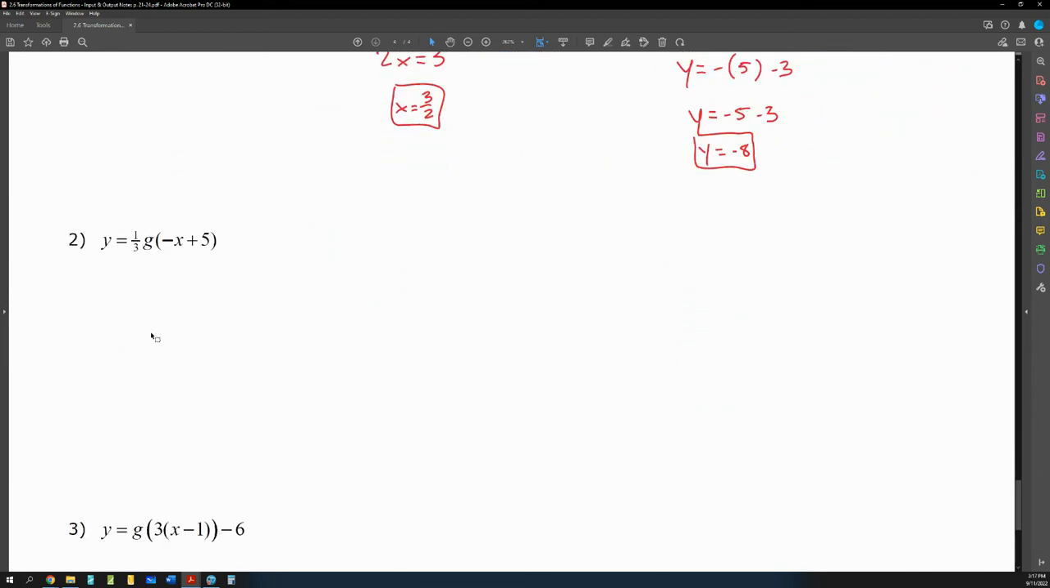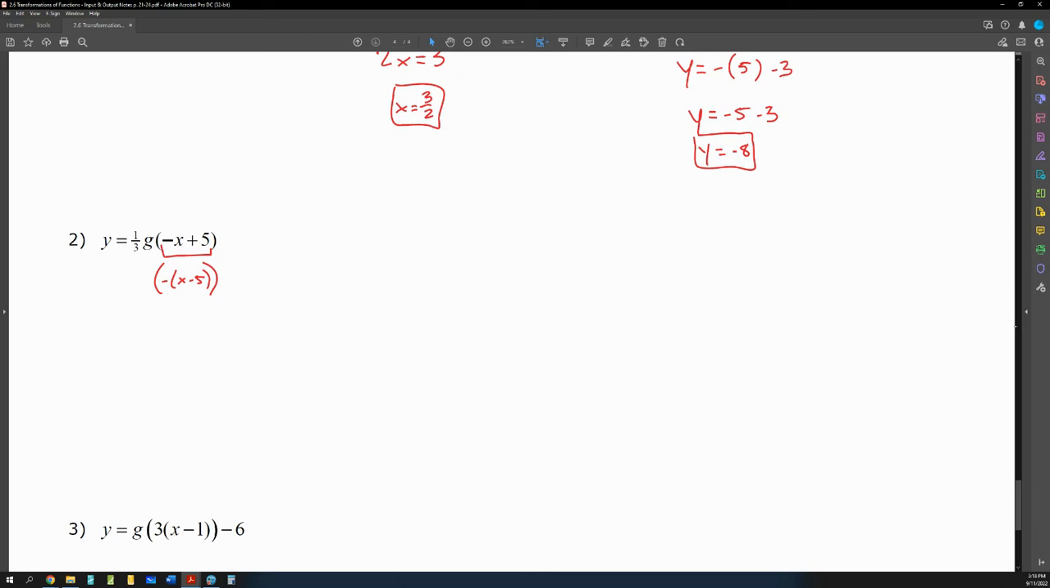Okay, number 2. So here, what affects the input? We're looking at this part right here. I always like to factor these. I always like to get x by itself. So this is equal to the quantity negative times the quantity x minus 5. Okay, so you can always write that function input like that.